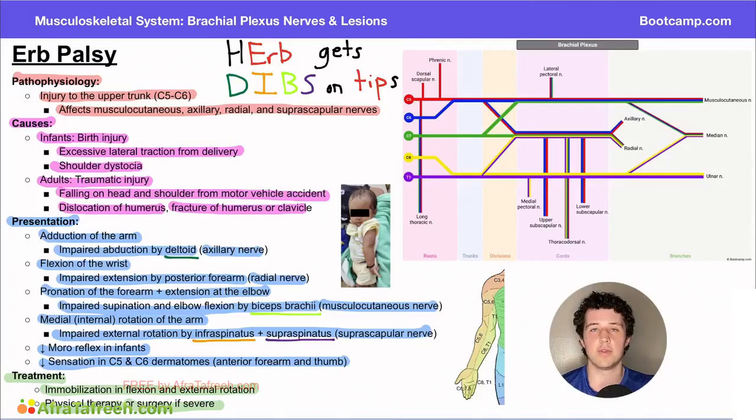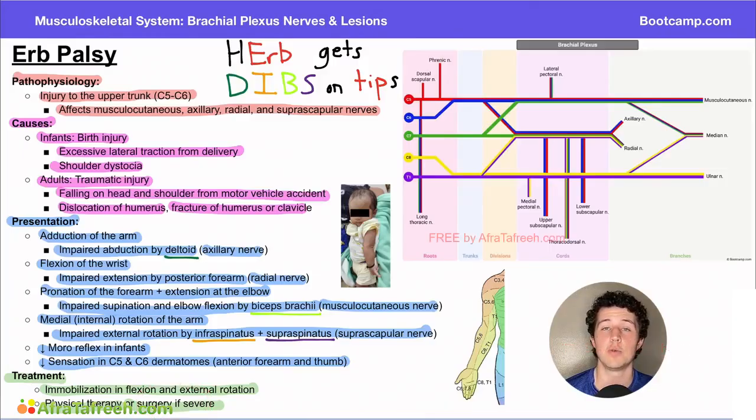with reduced Moro reflex in infants because that motion involves abduction of the arm, and loss of sensation in the C5, C6 dermatomes. Treatment is about strengthening the weakened muscles and reducing stiffness in the active ones with immobilization, physical therapy, or if very severe damage to the nerve has happened, surgery may be necessary. A practice question might sound something like this.